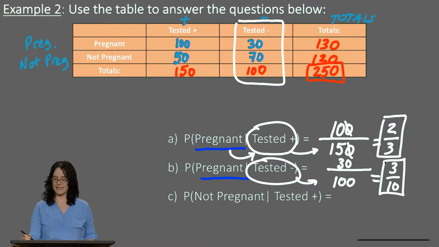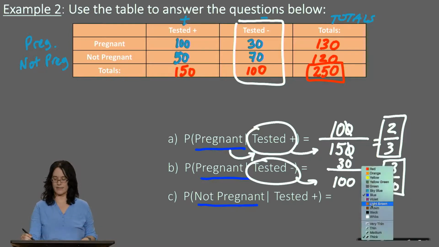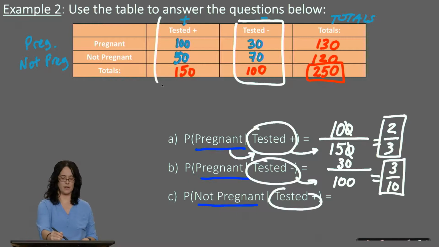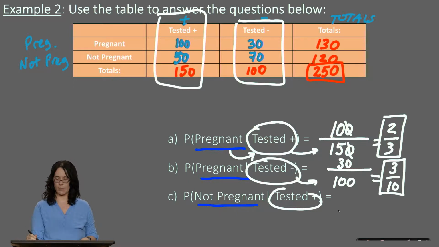Finally, for part C, let's see if you got that one right as well on your own. How did we do? What was the probability of selecting a woman who was not pregnant, given that we know she tested positive? Testing positive is where I'm looking this time, which would be this column. So we're back to that 150 number for our conditional denominator. Of those 150 women who tested positive, how many were not pregnant? That's right, 50. So 50 out of 150 reduces to 5 out of 15, or 1 out of 3.